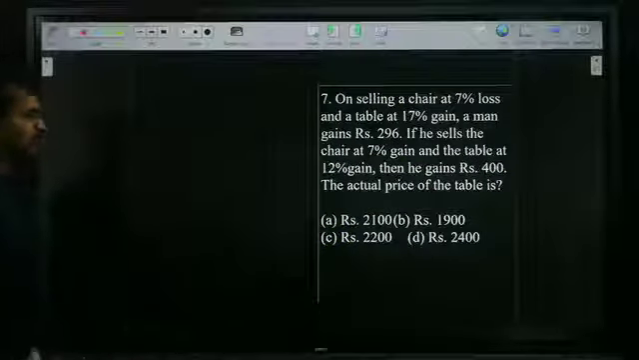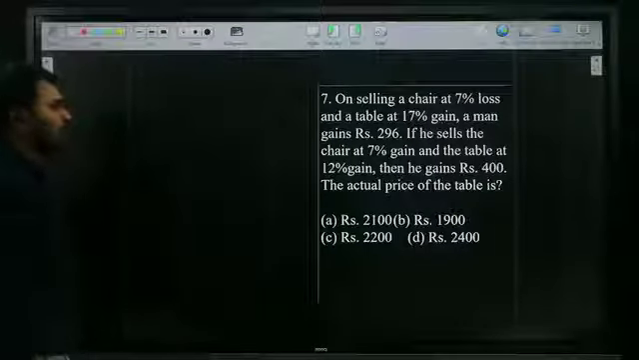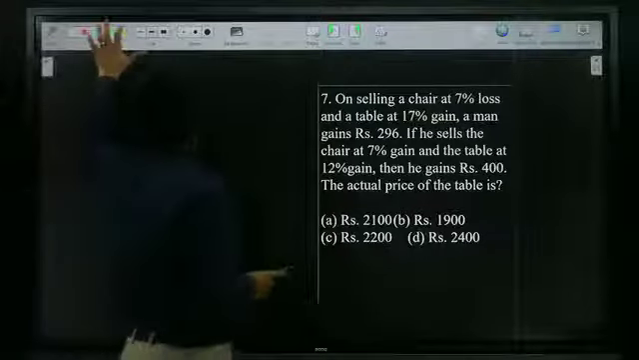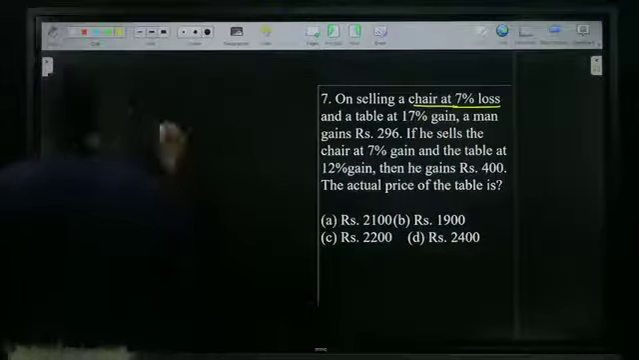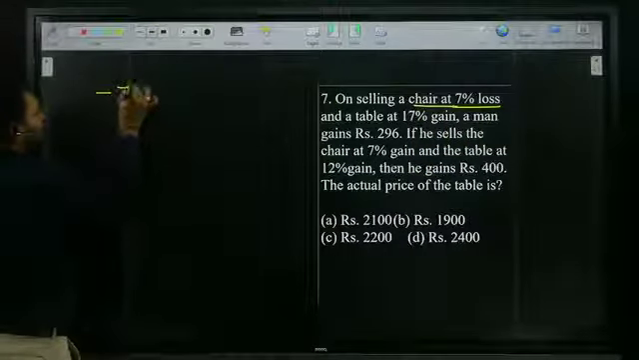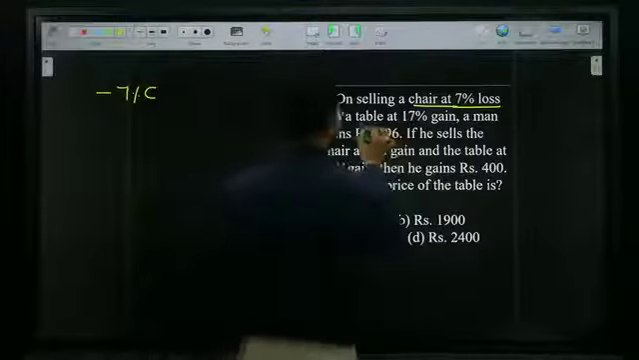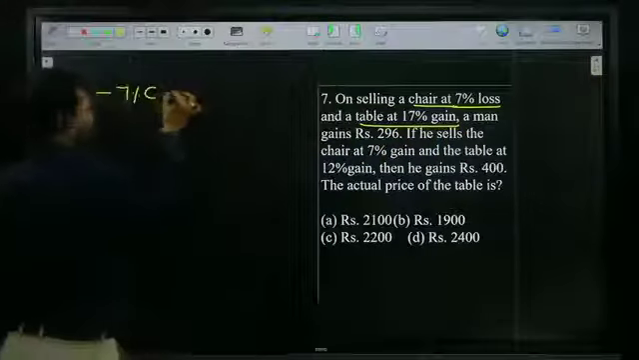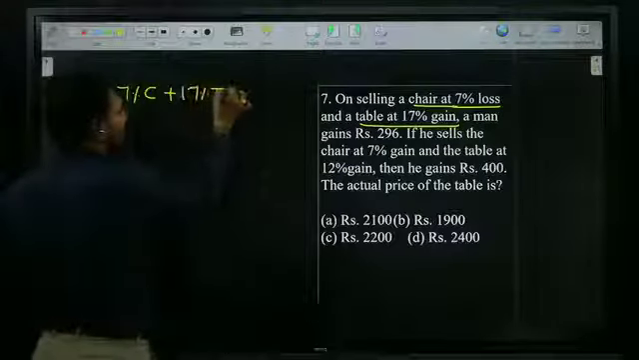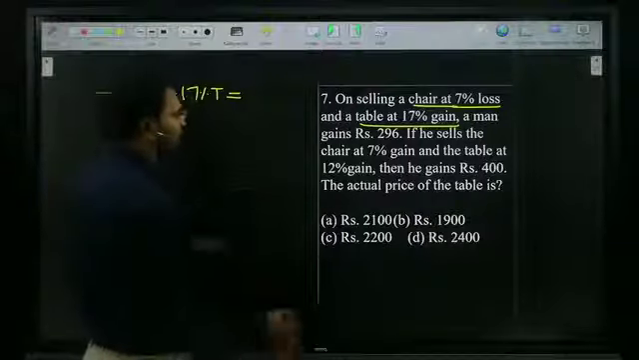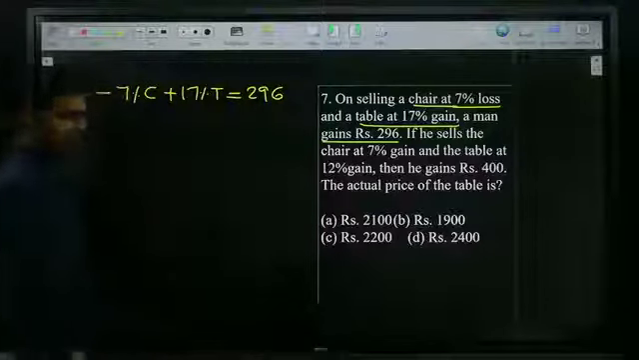Look at me, Amma, here. Read the 7th question, all of you. I'm selling a chair at 7% loss and a table at 17% gain. Look at me, Amma, all of you. 7% loss on the chair. 7% loss is nothing but minus 7c. Table at 17% gain. Gain is nothing but 17% of the table. In this transaction, how much profit does he get, Amma? He gains 296. Listen carefully here, Amma, all of you.